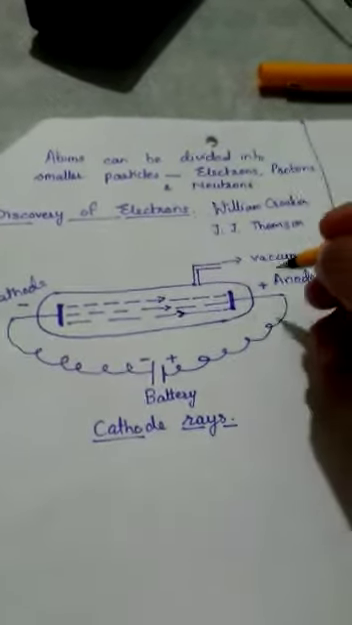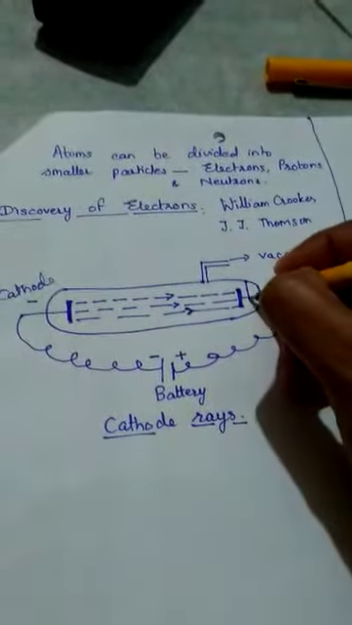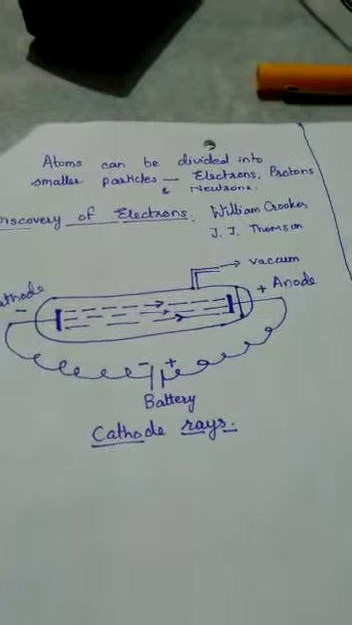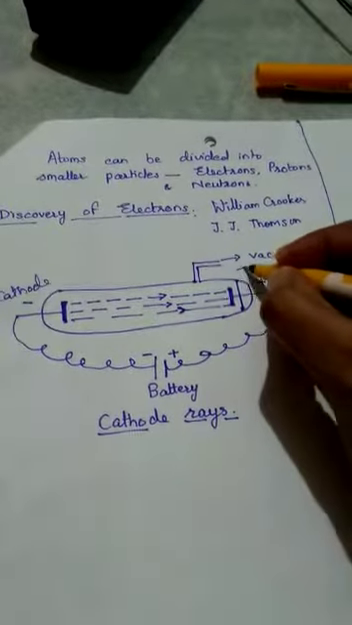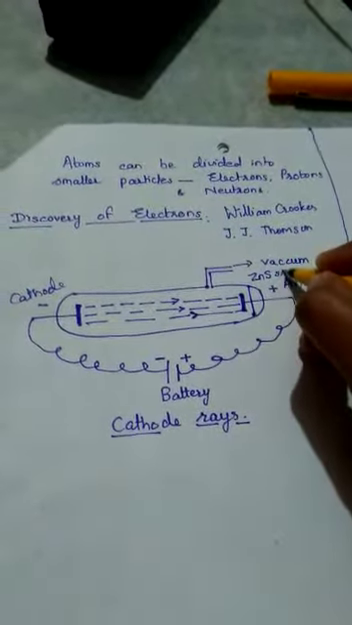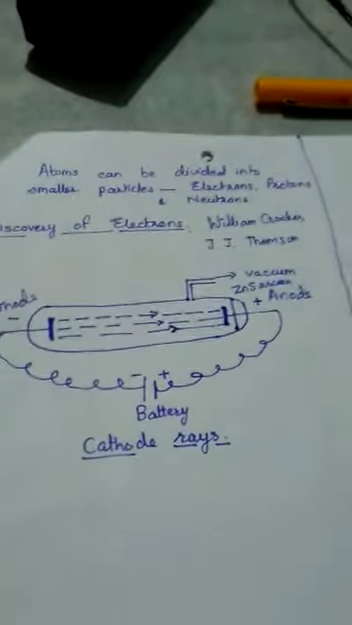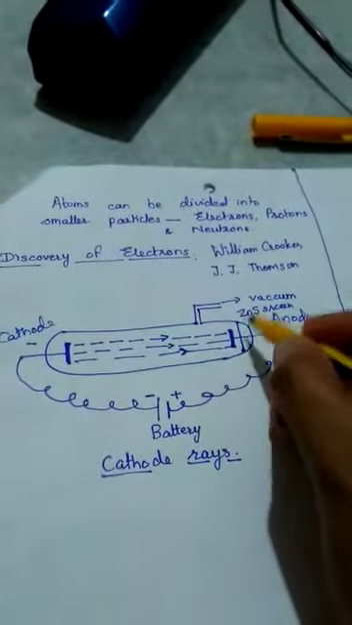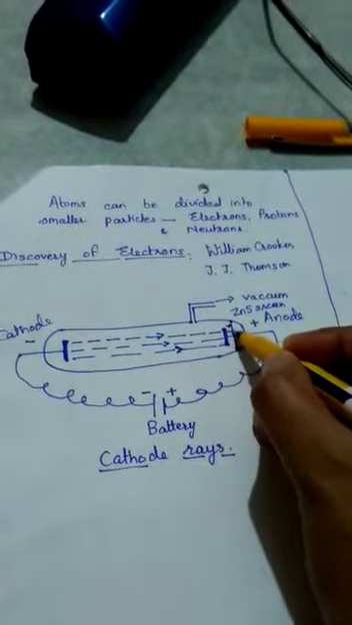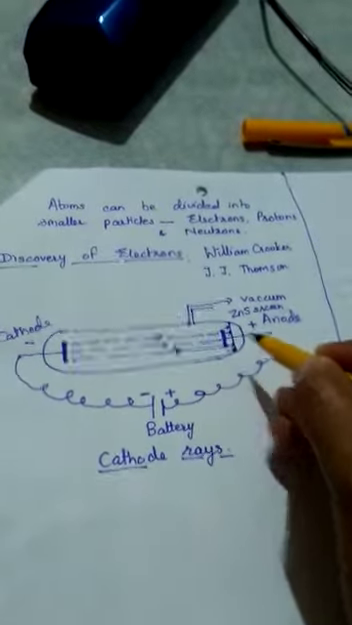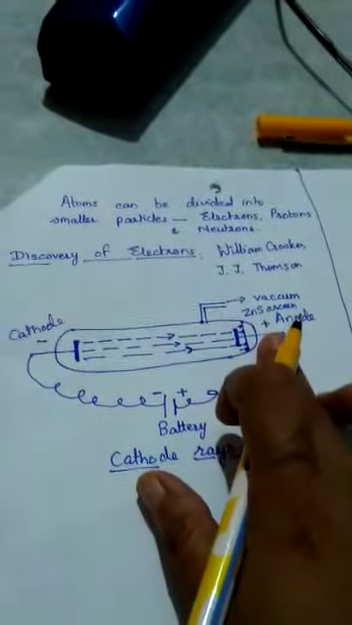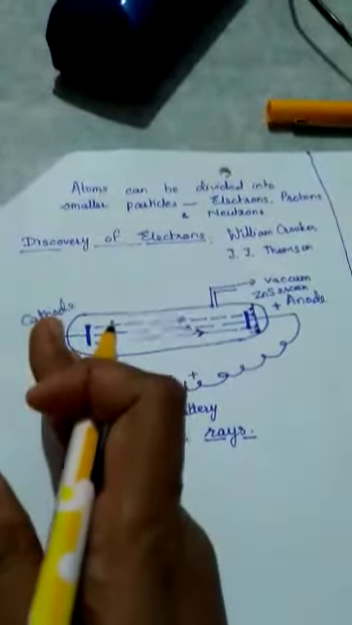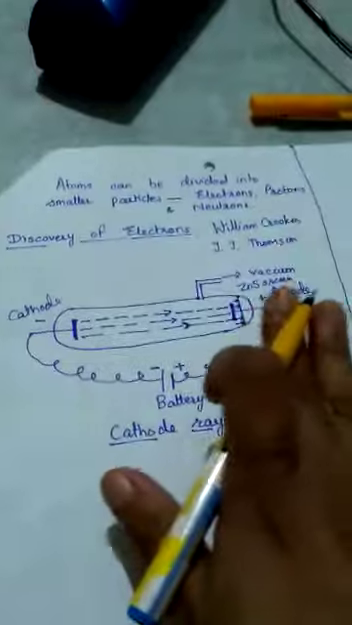So a phosphorescent substance was placed behind the anode. Sometimes a zinc sulfide screen is put behind the anode. When it is put behind the anode and the cathode rays are moving in this direction, then the glow will be produced on the zinc sulfide screen. And because it is produced on the zinc sulfide screen which is placed behind the anode, we know that the rays are moving from the cathode towards the anode.